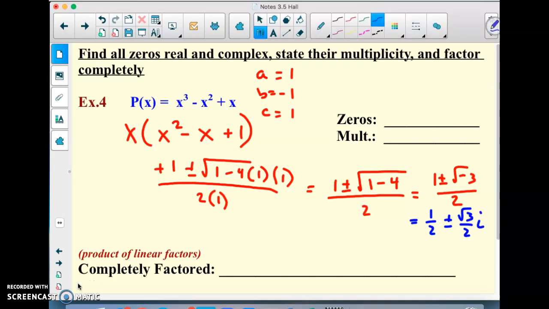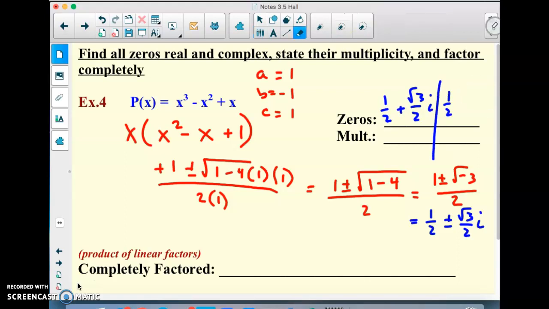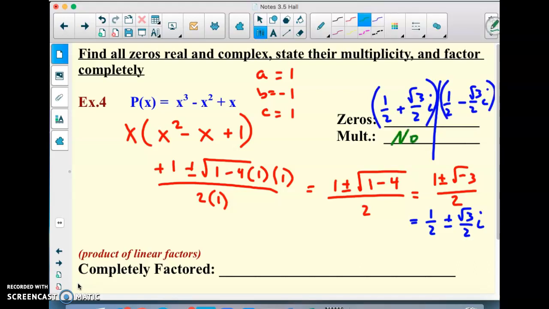What are my zeros? I have 1/2 plus root 3 over 2i, and I have 1/2 minus root 3 over 2i, both in parentheses so you can see them. Is there multiplicity? No, there's not. There's only one of each.